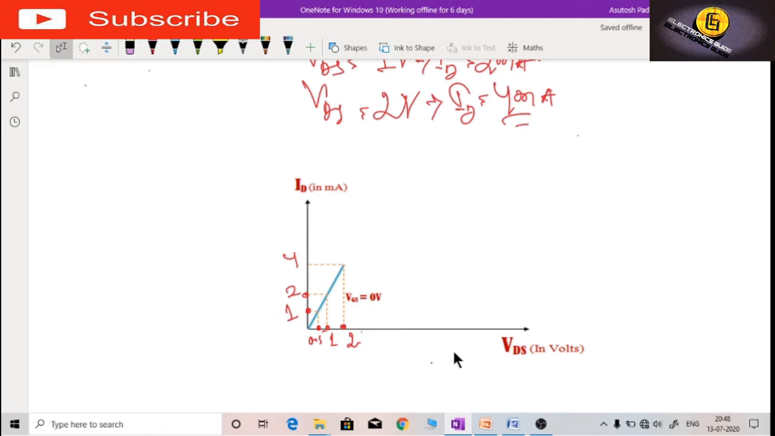That means if we are going to increase the VDS value from 2 volt to 3 volt, or 4 volt, or 5 volt like this, will the graph continue its path, that is, will the ID increase like this? Or is there a limiting point after which the ID value won't increase, it may decrease, or it may continue at a particular current?